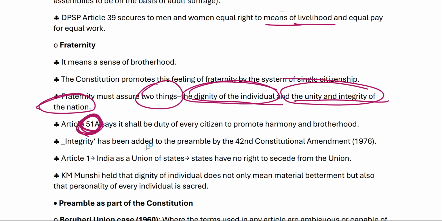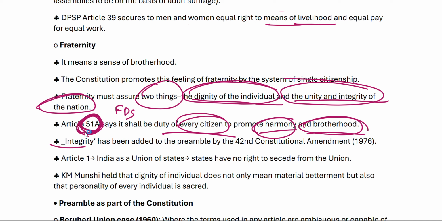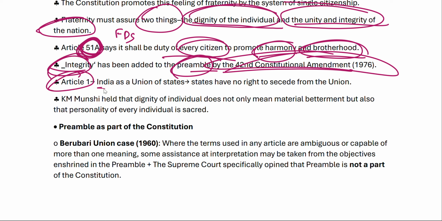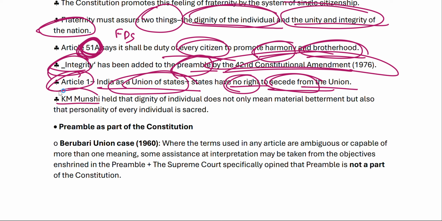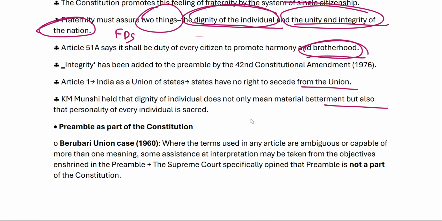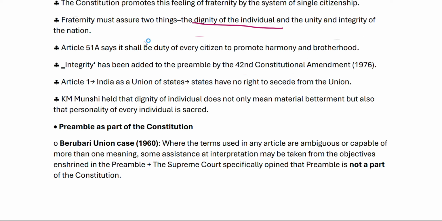Article 51A, a fundamental duty, states that it is the duty of every citizen to promote harmony and brotherhood. Integrity was added to the preamble by the 42nd Constitutional Amendment Act of 1976. Article 1 states that India is a union of states, so no state has the right to secede from the union. K.M. Munshi held that dignity of an individual does not mean only material betterment; the personality of an individual is also sacred. It is related to respect for personality as well.